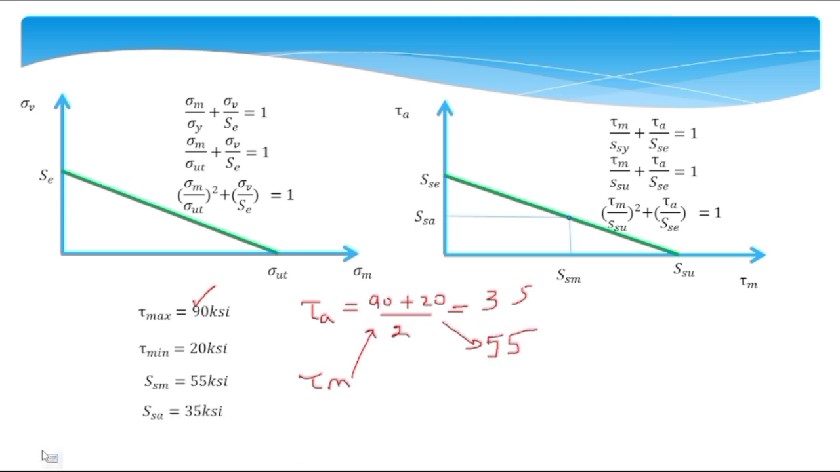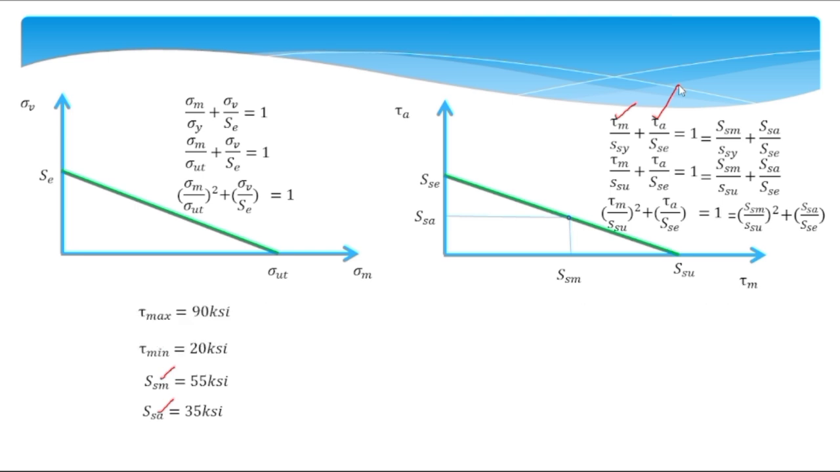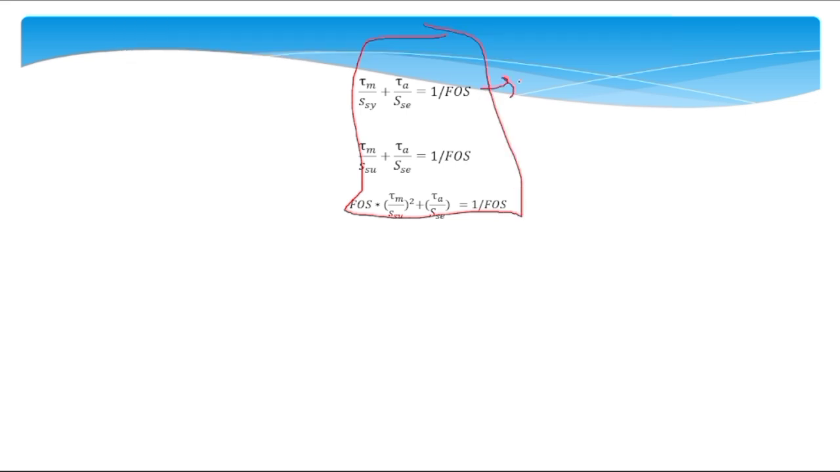Since the spring was safe at these values of tau a and tau m, we can say that 35 ksi was the alternating strength component and 55 was the mean strength component of the endurance limit. So represent 35 with SSA and 55 with SSM. Instead of tau m, write SSM, and instead of tau a, write SSA, for the Zimmerli data. So these will be the equations. As you know, for the spring, these are the equations whenever you want to be safe. This is for the Soderberg criteria, this is for the Goodman criteria, and this is for the Gerber criteria.